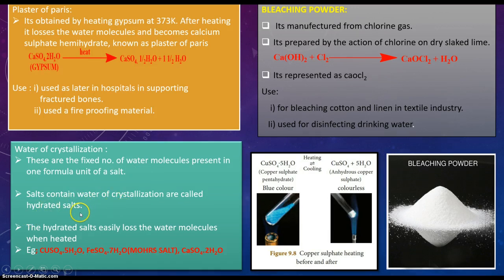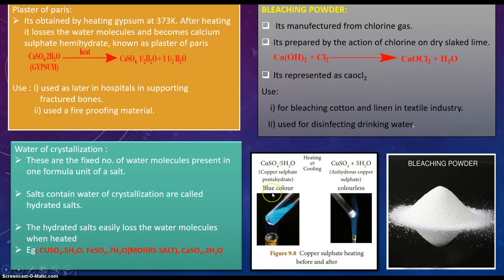Okay, so what are the common properties of these hydrated salts? Hydrated salts easily lose their water molecules when they are heated strongly. For example, copper sulfate 5 water is a hydrated salt that contains 5 water molecules as water of crystallization. FeSO4 7H2O is called Mohr's salt, and it contains 7 water molecules as water of crystallization. Calcium sulfate 2 water is called gypsum, and it contains 2 water molecules as water of crystallization.